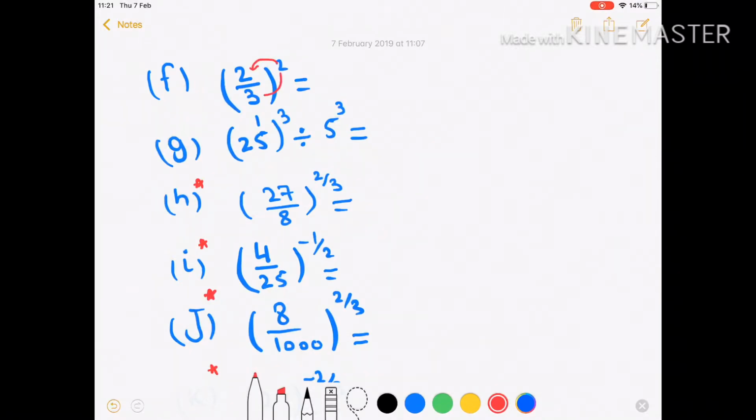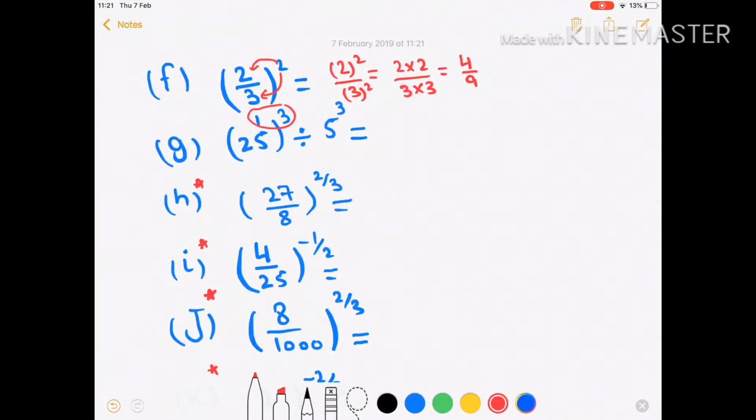Next question, the power belongs to everything inside the bracket. So 2 belongs to everything inside the brackets. So 2 to the power 2 and 3 to the power 2. Just separate them and then simplify them. 2 times 2 at the top and 3 times 3 at the bottom. The answer will be 4 over 9.